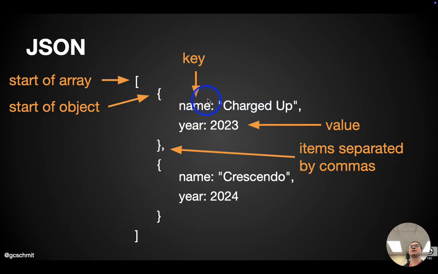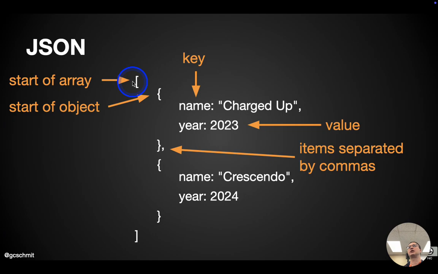So name here has a string value of charged up. Year here has a number value of 2023. Properties are separated by a comma. Our formatter will automatically add a comma after the last property, the last key value pair as well, which looks a little weird, but it's fine. It's valid JSON.